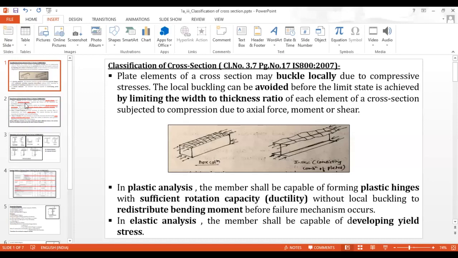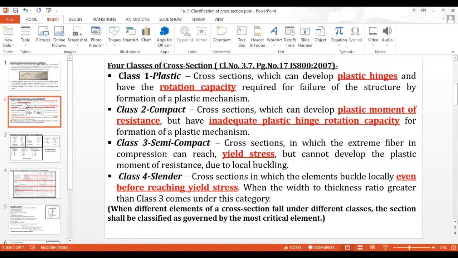The section can be broadly classified into 4 types, that is plastic, compact, semi-compact, and slender. These classifications, again I say, are available on page number 17. The first class of the section is the plastic section. Plastic sections are the sections which can develop plastic hinges and have the rotation capacity required for the failure of a structure by formation of the plastic mechanism. Hence, the structure doesn't fail suddenly because of the plastic hinges and the rotation capacity.